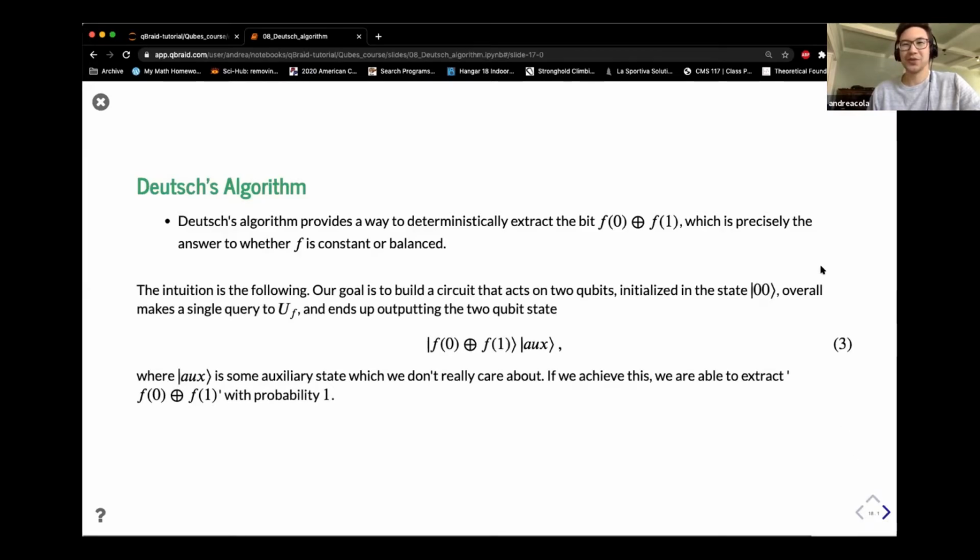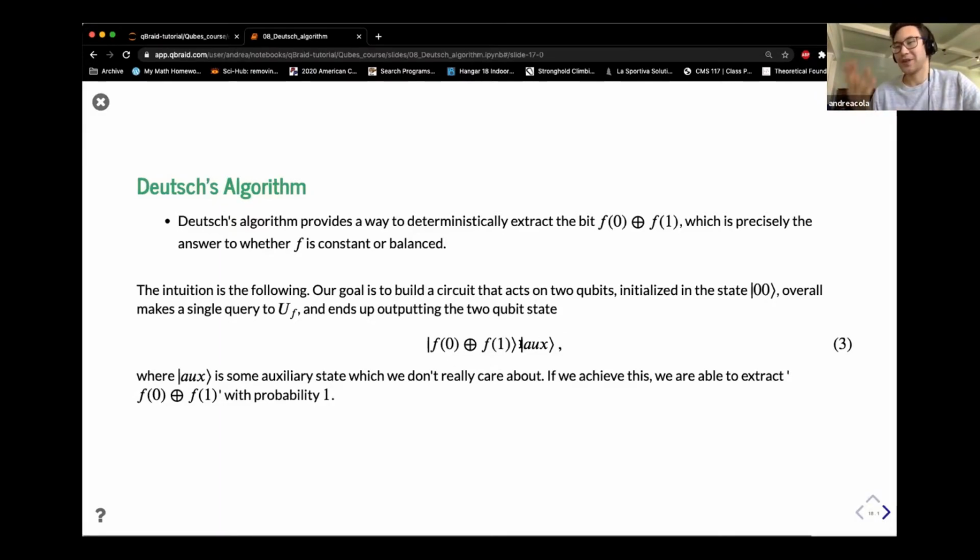Okay, so let's try to start building Deutsch's algorithm. The intuition is the following. We will start by initializing the two qubits in the state 0, 0. Then we will do something to 0 and 0, and then make a single query to U sub f. Ideally, we would like to end up with a state of 2 qubits that looks like this. In the first qubit, we will have exactly the answer that we're looking for, f of 0 XOR f of 1. This is the answer to our problem.